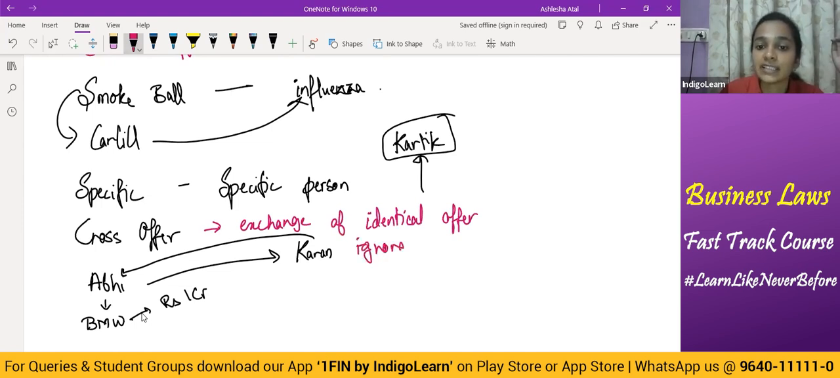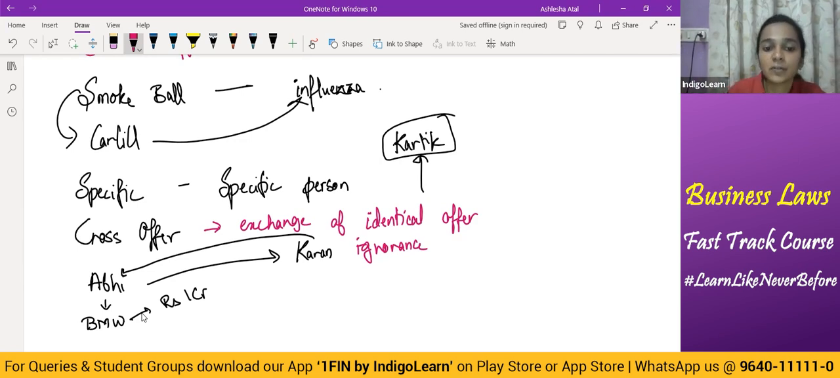In ignorance of each other's offer basically means Abhi is unaware of Karan's offer, and Karan is also unaware of the offer made by Abhi. Both the letters are in transit. Both of them have written the same letters to each other. However, both of them are ignorant of that fact. They are not aware that the other person has made such an offer. So cross offer is exchange of identical offers in ignorance of each other's offer.